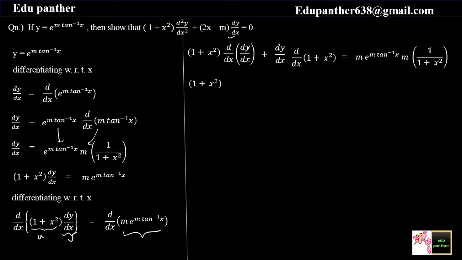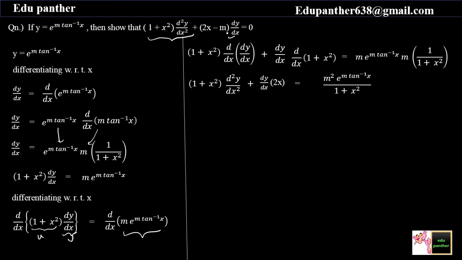Now the derivative of dy by dx will be the second order derivative, d square y by dx square, plus dy by dx as it is, and the derivative of 1 plus x square is 2x. This is equal to, now simplify this expression, we will get m square e raised to m tan inverse x upon 1 plus x square. Now at this point, if you note down, see in our proof what do we want, 1 plus x square into d square y by dx square. So that term we have already got here.